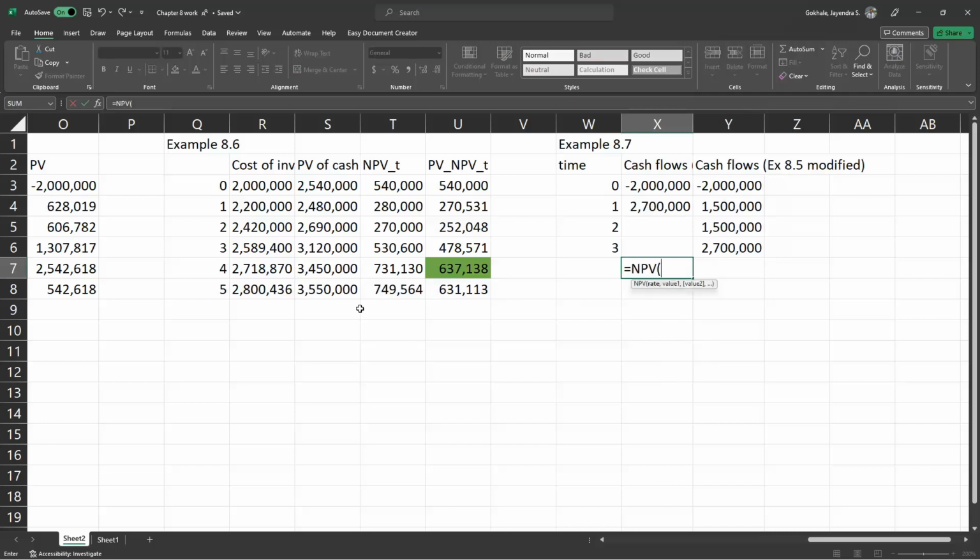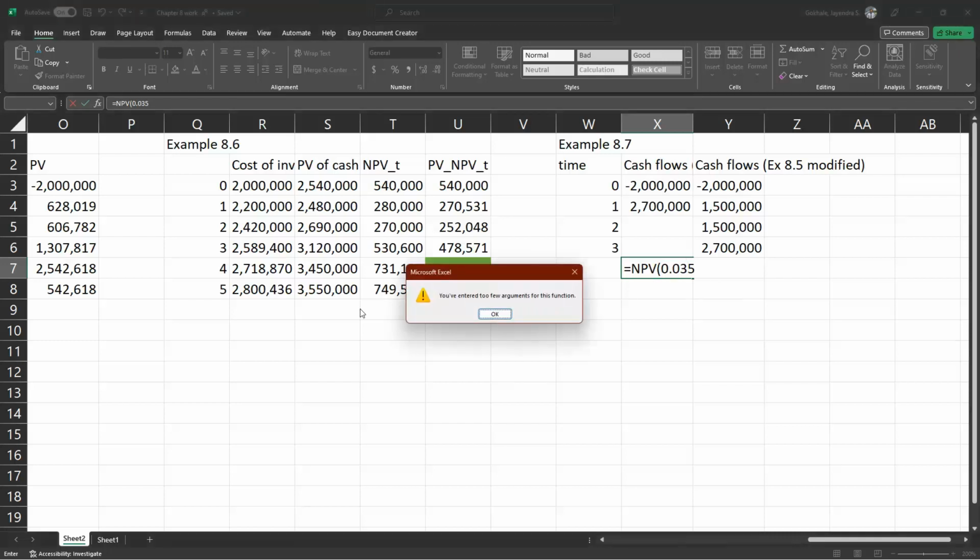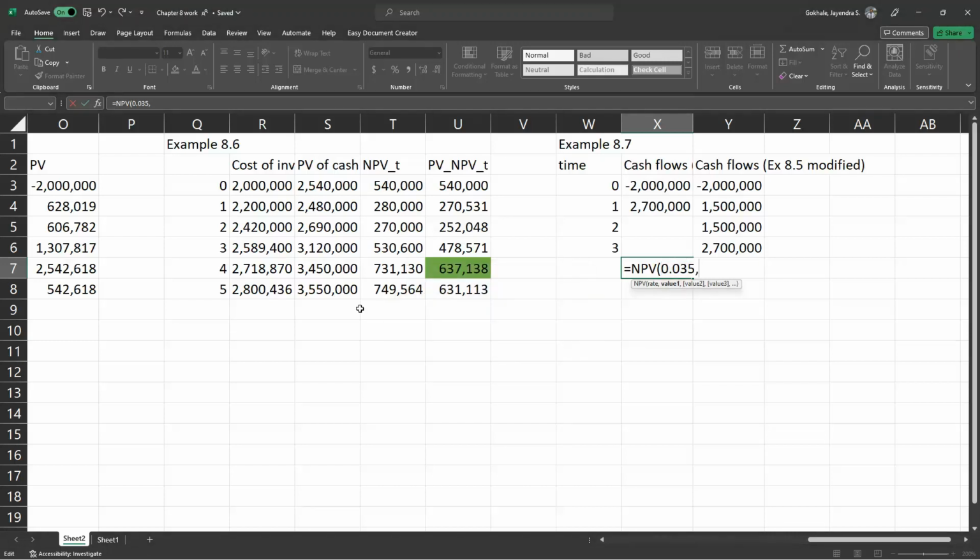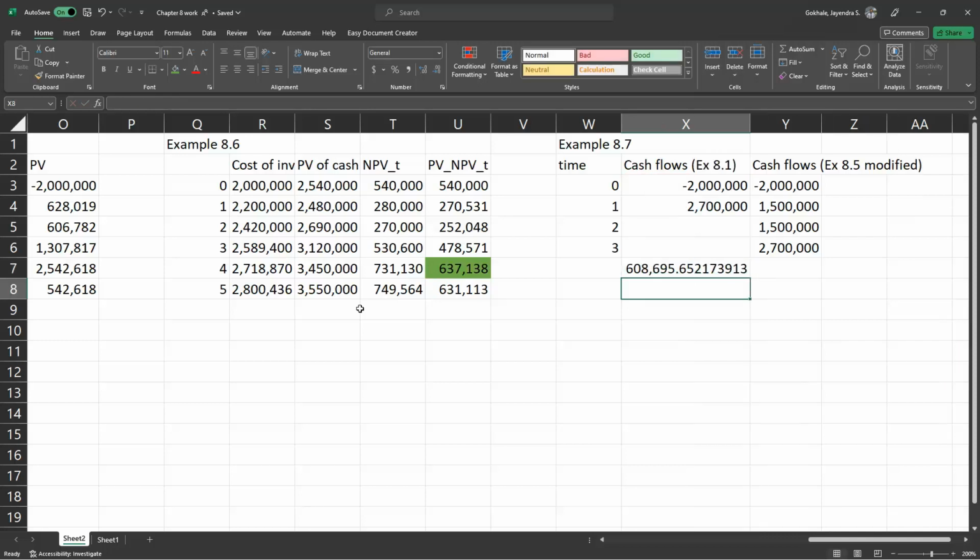So NPV function can be used. Rate is 0.035, 3.5% rate. Okay, and then comma, we just need to give the values. So the value would be all the first period onward cash flows plus the initial cash flow. So ideally it should be x4 through x7, because this is an x6, correct, and then plus initial value. So the net present value formula does not include cash flow at time t equals 0. We can include that certainly.